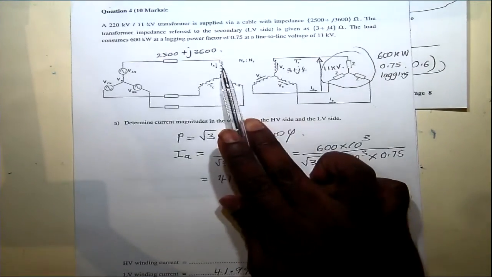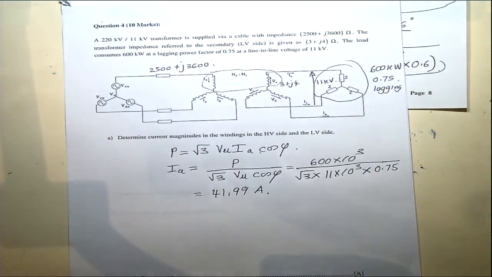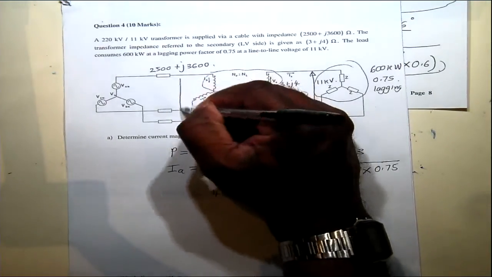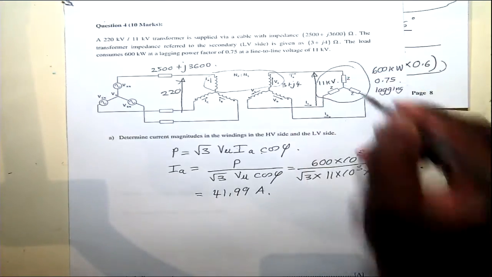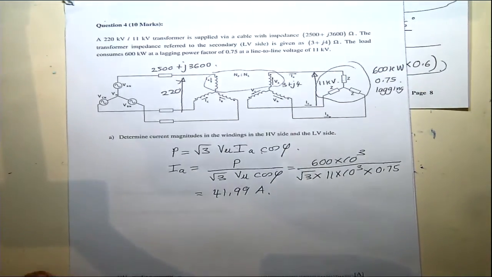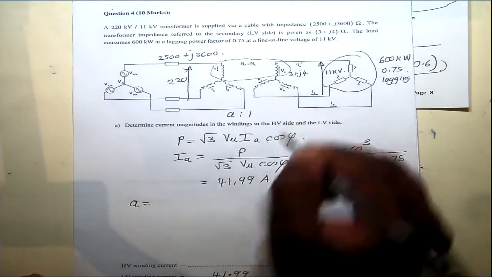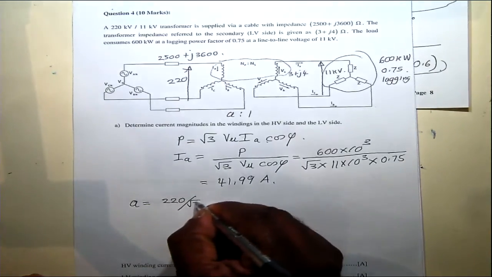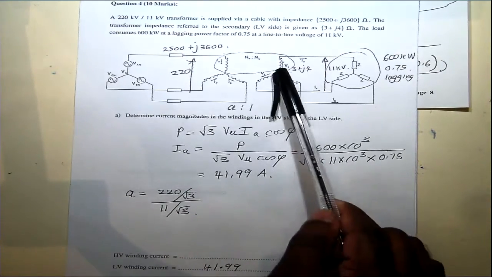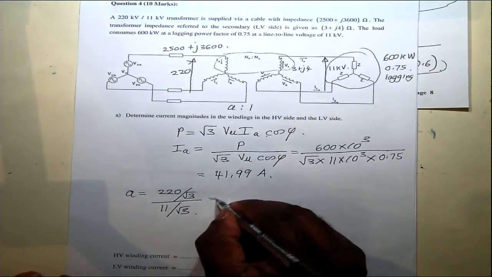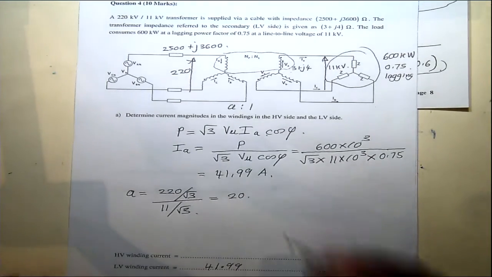Now if you consider just one coupled coil here, the rating on this side is 220 and the rating on this side is 11 kilovolt. So the turns ratio, let's say a to 1, is 220, that's the per phase voltage, divided by 11 over root 3, that's the per phase voltage of the secondary side coil. So this turns out to be 220 over 11, which is 20. That's the turns ratio.